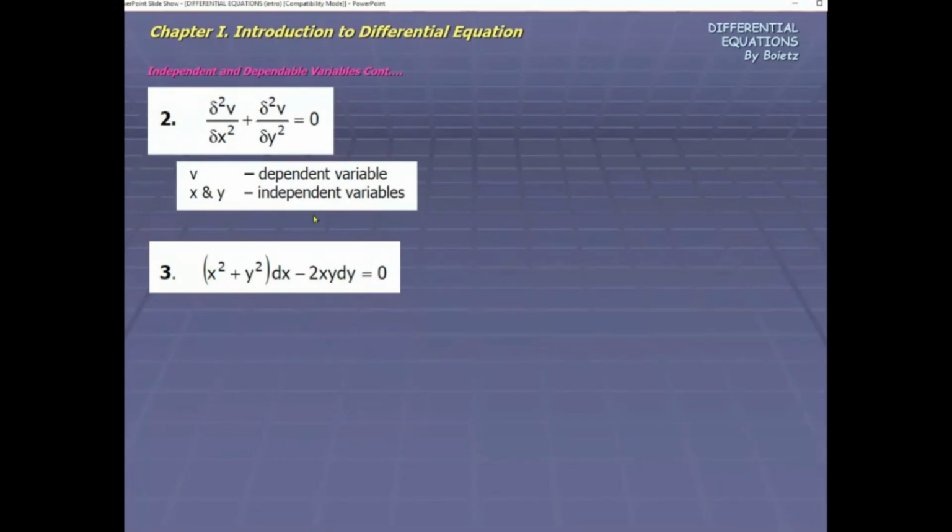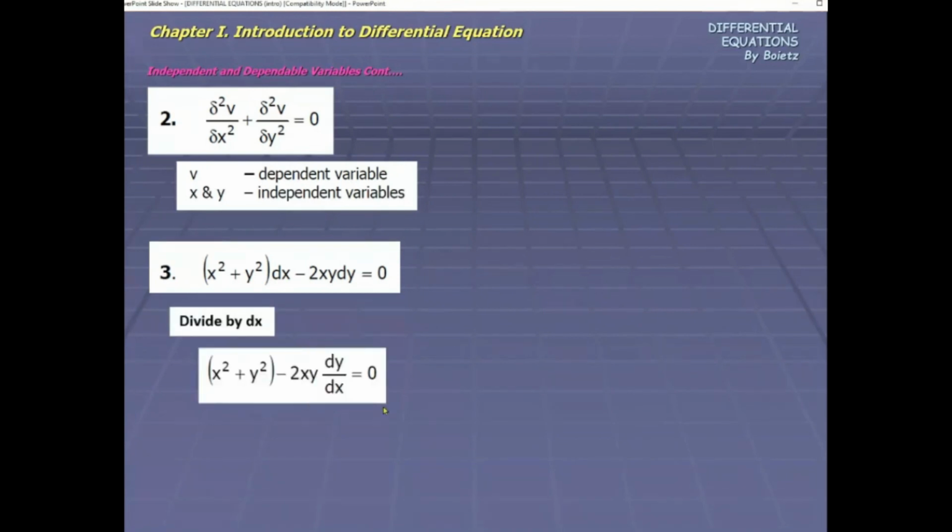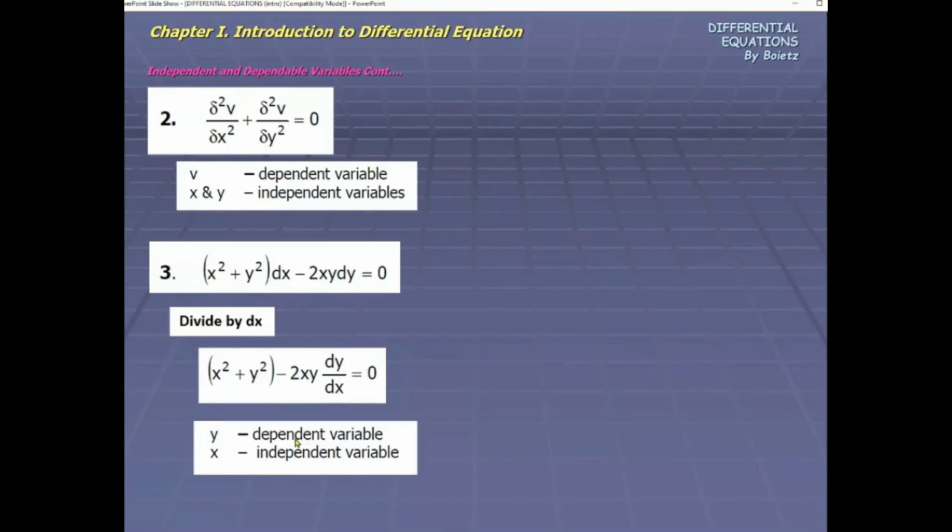So ang gawin natin, ipakita natin yung derivative or yung differential. I-divide natin siya sa dx. Full equation, let's divide this by dx. Ano mangyayari? Yun ang mangyayari. So therefore, ano ngayon ang dependent variable dito? Y. Anong independent variable? X. Okay? So therefore, here, your dependent variable is y and then an independent variable is x.